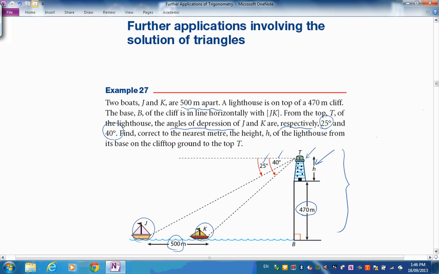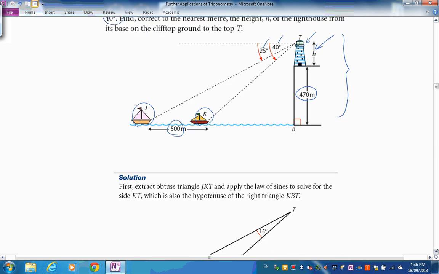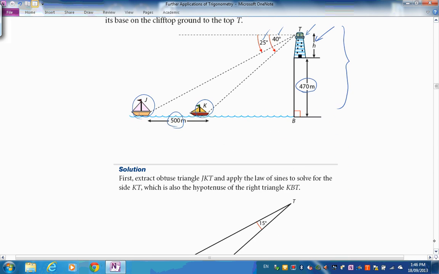And actually little h doesn't occur in any triangle. So that's our dilemma here. So let's see how we will go about doing that. And I think you probably already have some ideas. First of all, you can extract the triangle JKT, which is this one here. Pull that out and let's have a look at that and see if we can get some information from it.